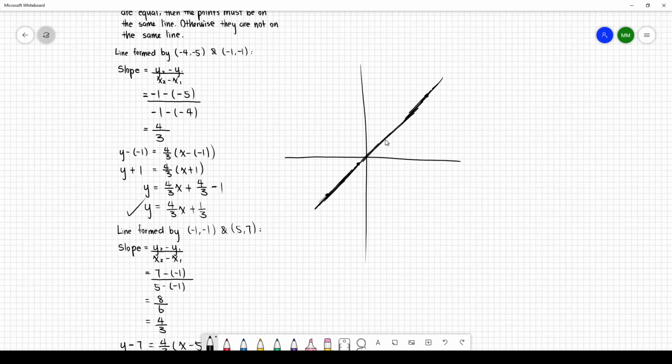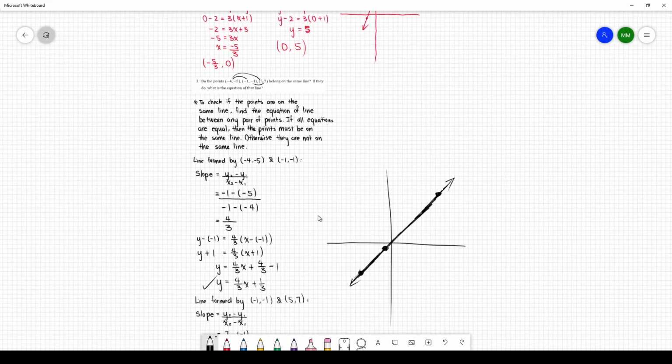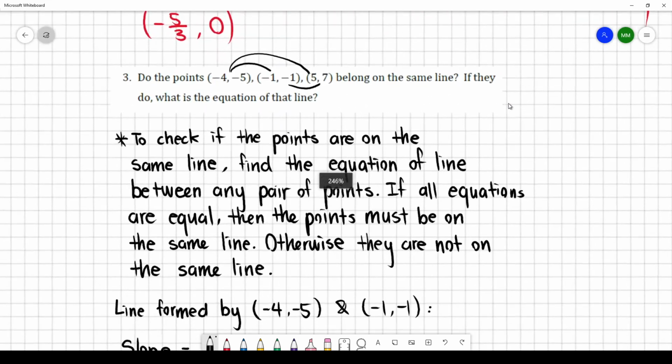So automatically, the two lines are the same. If you graph it out, they are the same line. So you don't need to find between this point and this point, because you already made sure that they have the same slope, and then they all connect at -1 and -1. So they must be the same line. So yes, the answer is yes to this question.